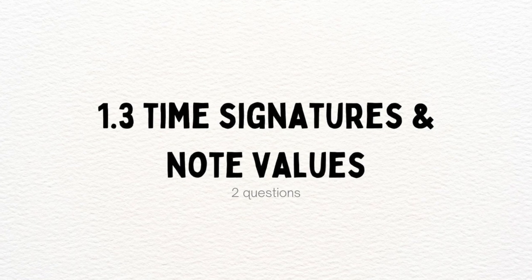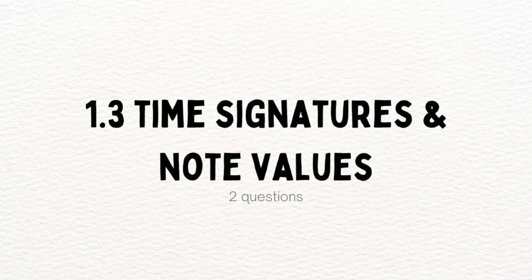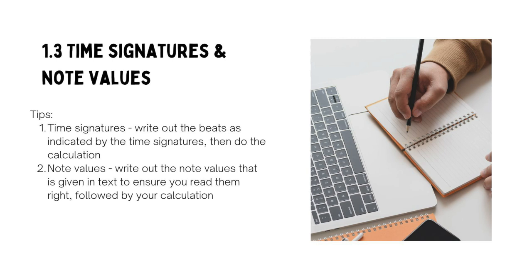1.3 Time signatures and note values. There will be 2 questions, and these are some tips. For time signatures, write out the beats as indicated by the time signatures and then do the calculation. For the second one, note values, write out the note values that are given in text to ensure you read them right, followed by your calculation.